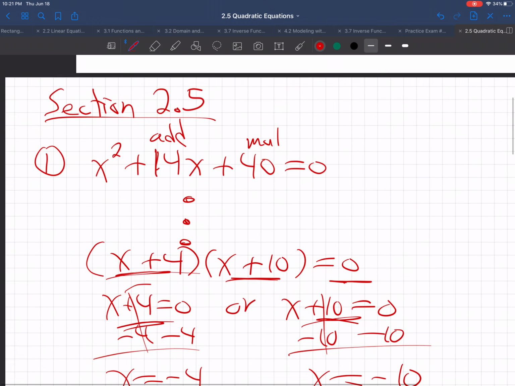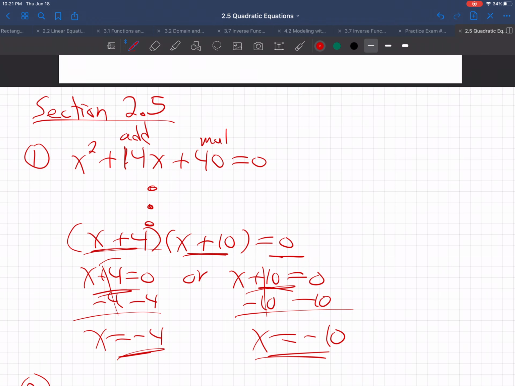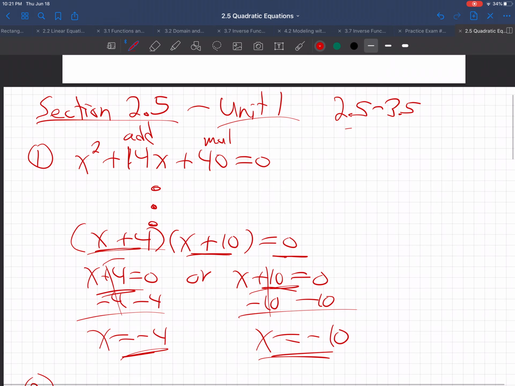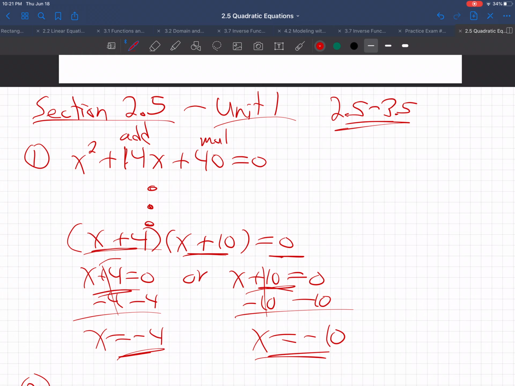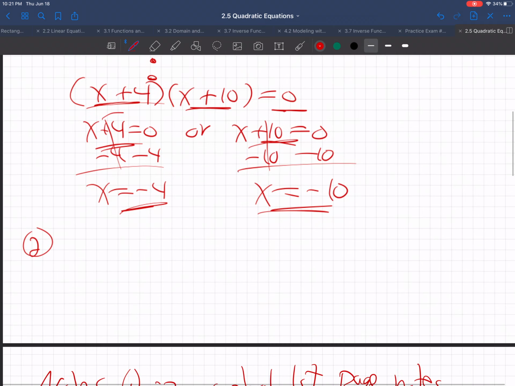So this would be 2.5. This is the first section on Unit 1. You can write Unit 1 if you want. It's the beginning of Unit 1. Unit 1 goes from 2.5 to, I think it's, isn't it 3.5? Yeah, 2.5 to 3.5. So by the time we get done with 3.5, you'll have about 8 sections of math work.